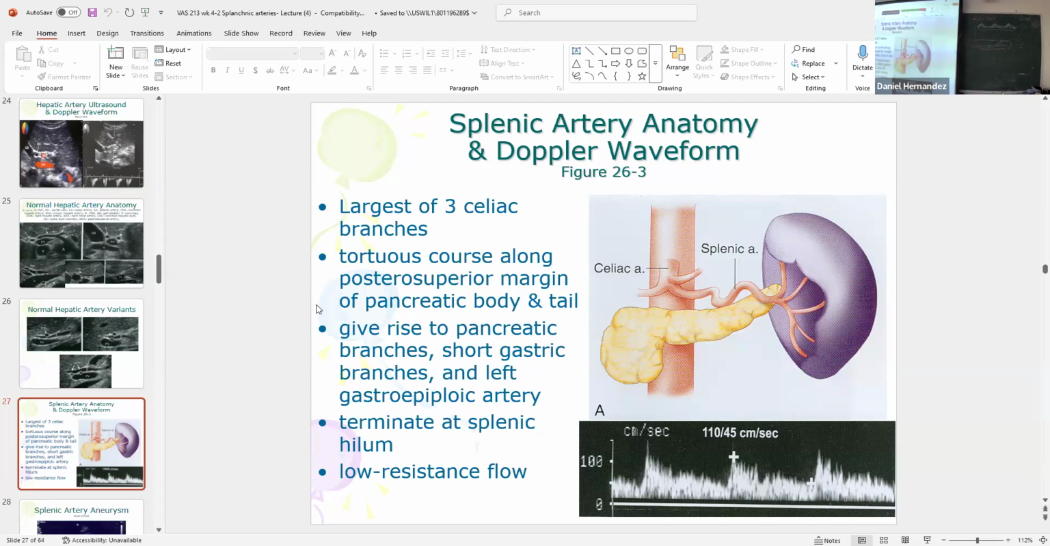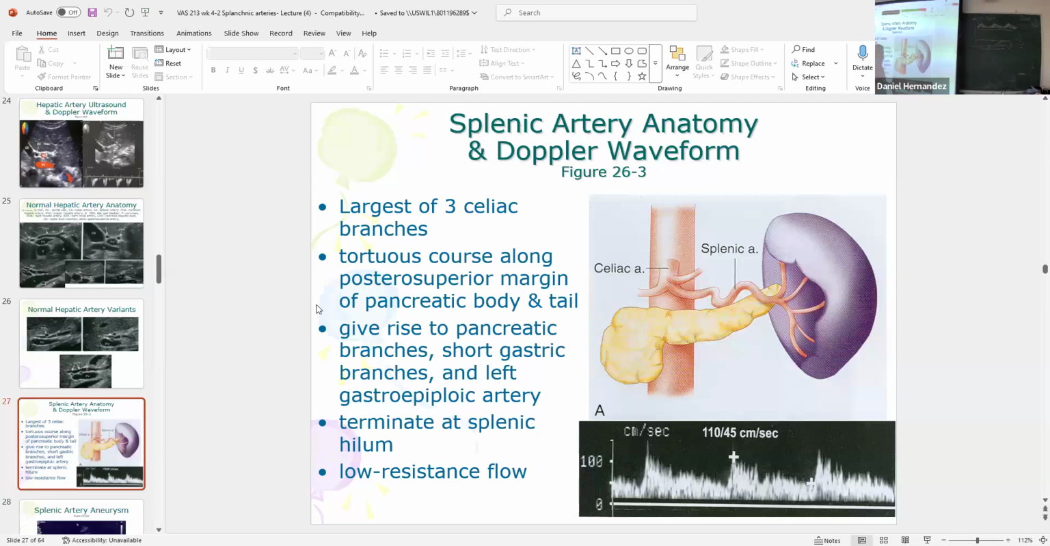The splenic artery gives rise to some of the pancreatic branches. It courses along the superior border of the pancreas, and there are little branches that come down to supply blood flow to the pancreas itself. There are the short gastric branches and the left gastroepiploic branches. Then it terminates at the splenic hilum, so it runs out to the spleen and enters into the spleen there.